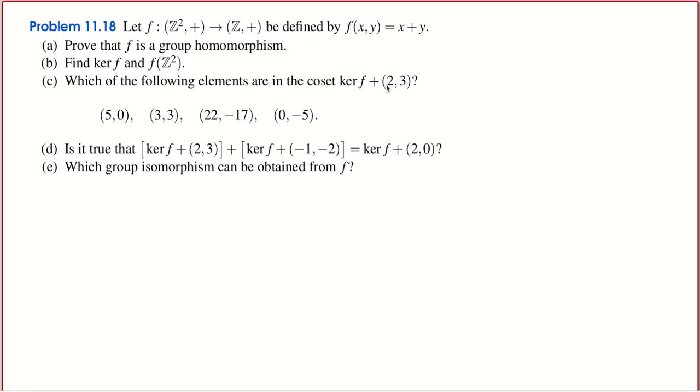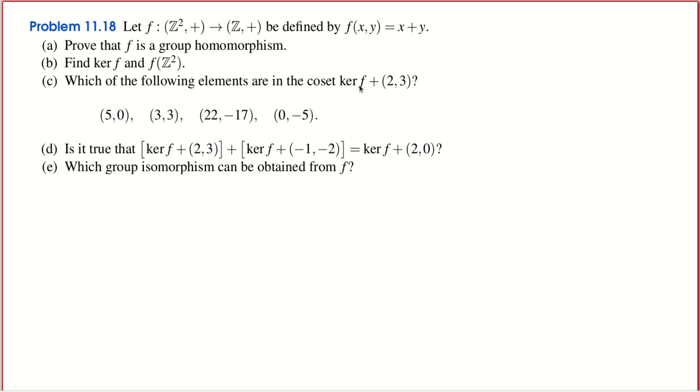Because well, it's the right coset, but actually it's right and left coset because both operations are commutative. So these are two abelian groups. So it doesn't matter whether we're talking about left or right cosets. But anyway, this is the right coset of the kernel with (2, 3), this particular element, right? And we need to know which ones of these elements belong to this coset, right? So we need a better characterization of this coset here.